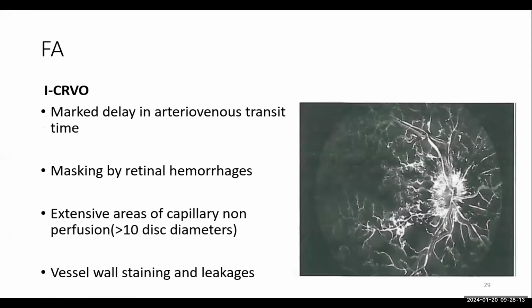Then for the ischemic type, you see marked delay in arteriovenous transit time. You see masking by the retinal hemorrhage, and then there's an extensive area of capillary non-perfusion, usually greater than 10 disc diameters as shown in this picture. Extensive areas of capillary non-perfusion, and vessel wall staining and leakage.